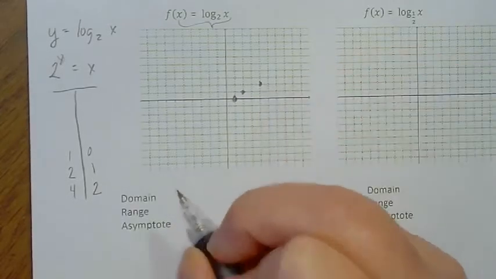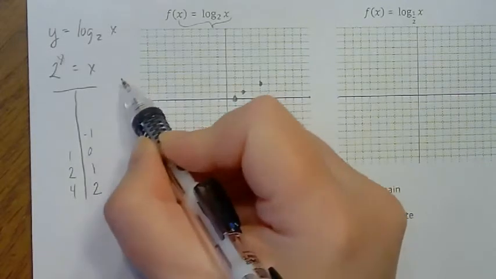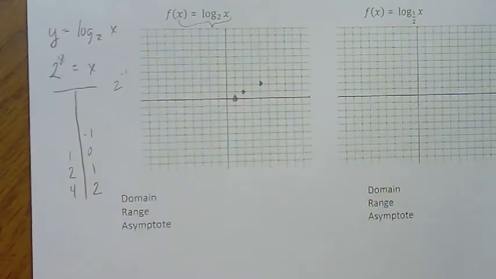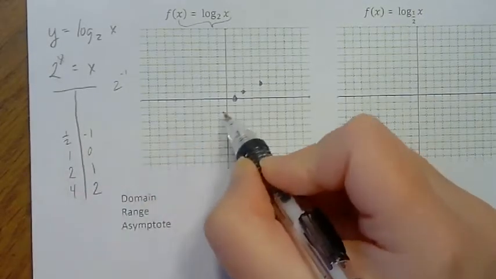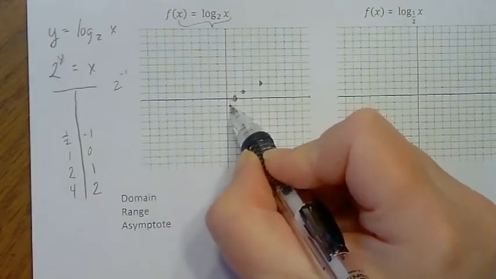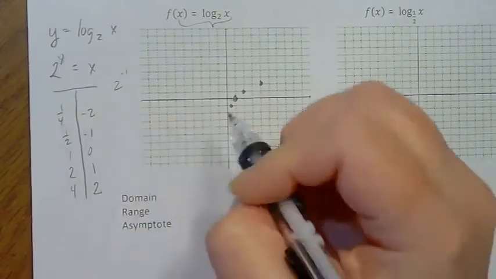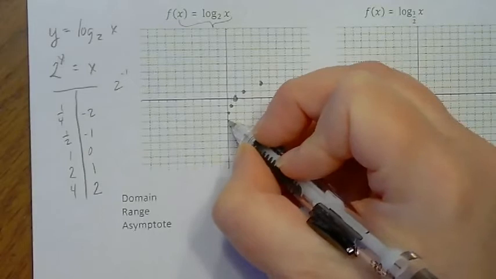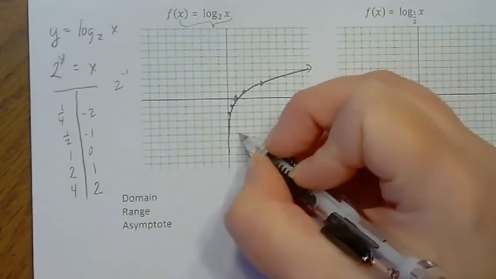Let's go the other direction. What if I would put negative 1 in? So 2 to the negative 1 power. 2 to the negative 1 power is 1/2. So you can see we would be at 1/2, negative 1. If I put in negative 2, that would make this 1/4. So you can see how this one is getting closer and closer and closer to this line, but never touching.